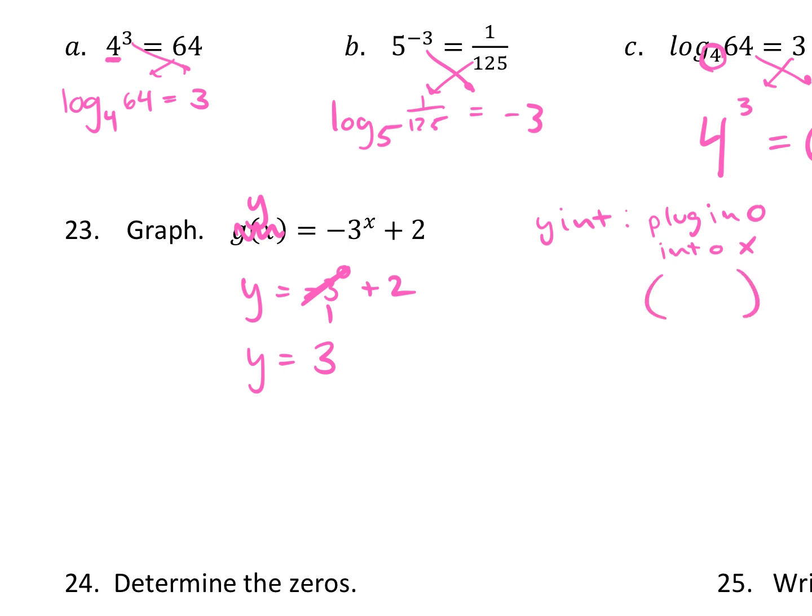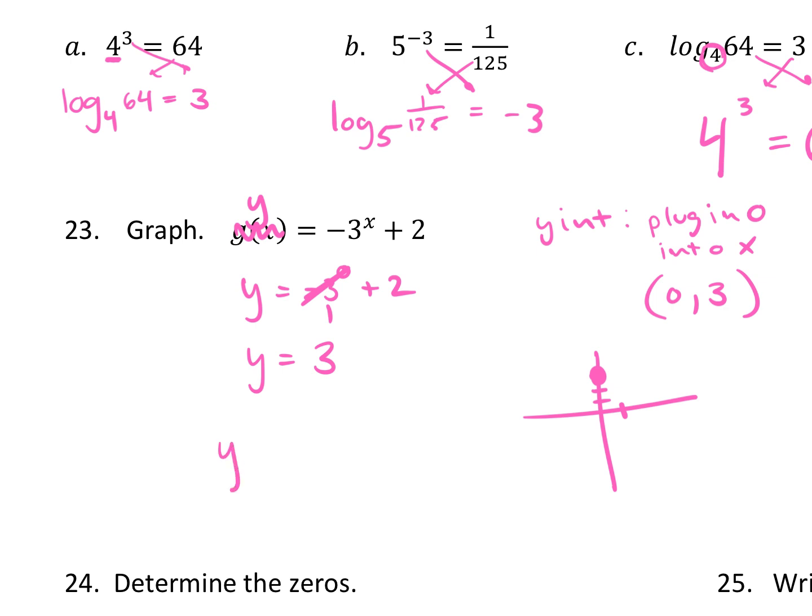So our y-intercept would be 0, 3. So we're going to cross the y-axis at 3. So we know that this point is on our graph. If we knew nothing else about the shape of our graph, that's a good place to start. That would probably eliminate most answer choices. You could even plug in 1 and find out what your graph looks like at 1.